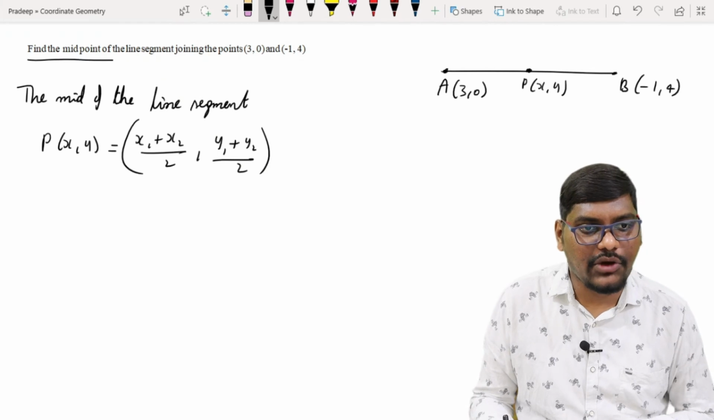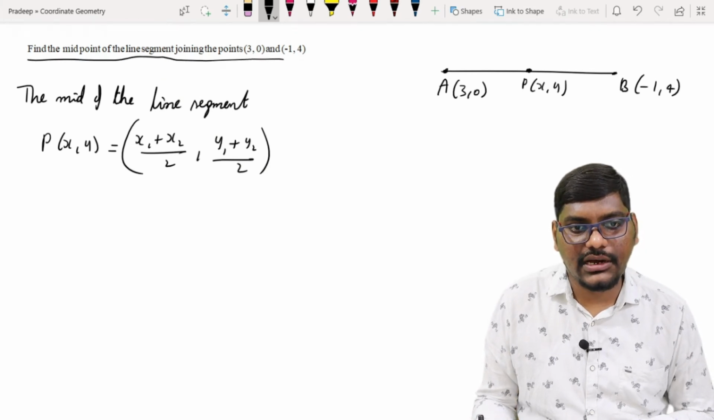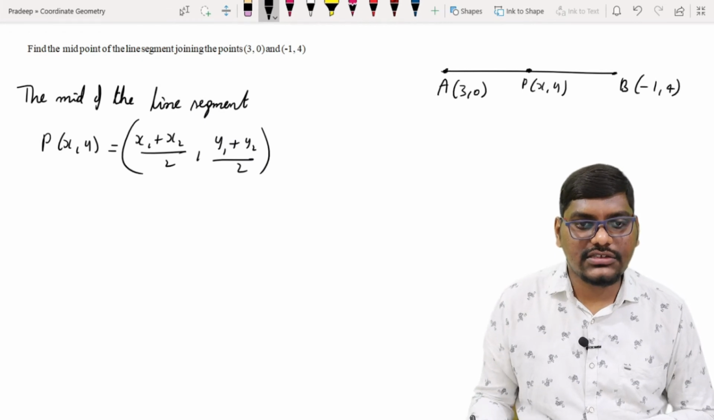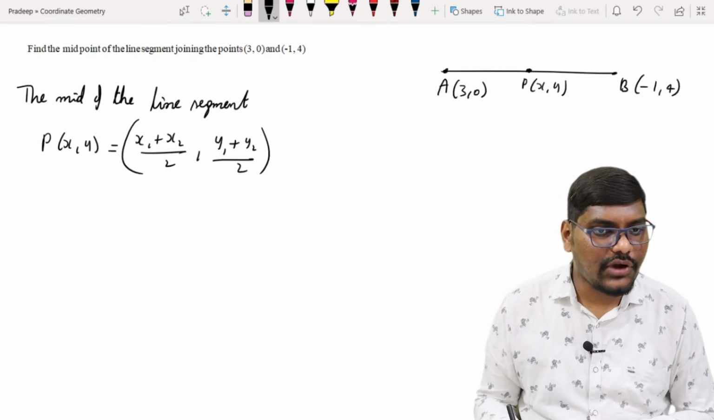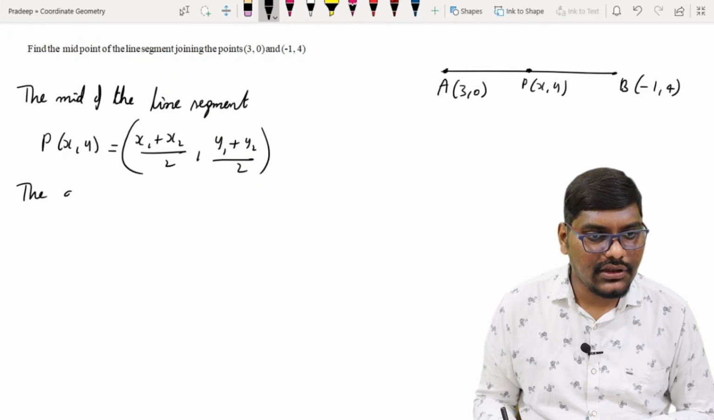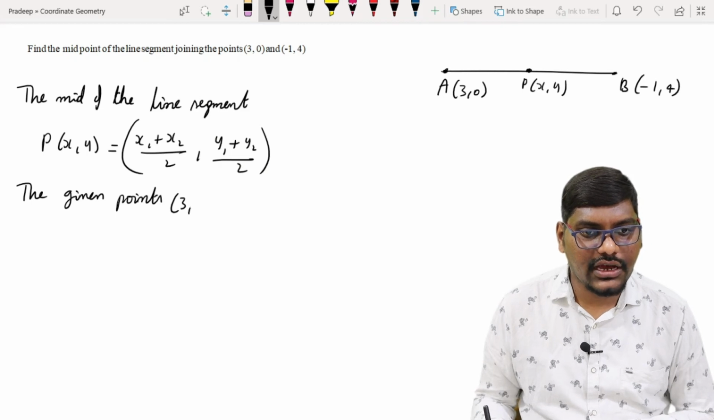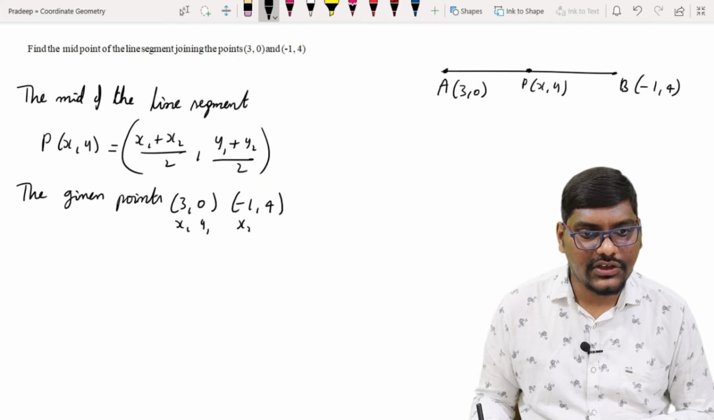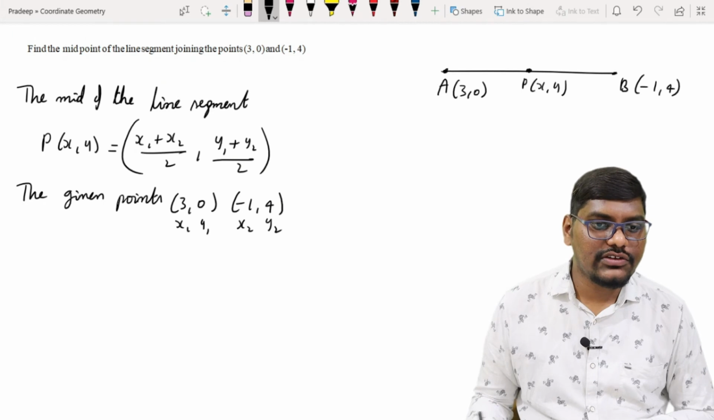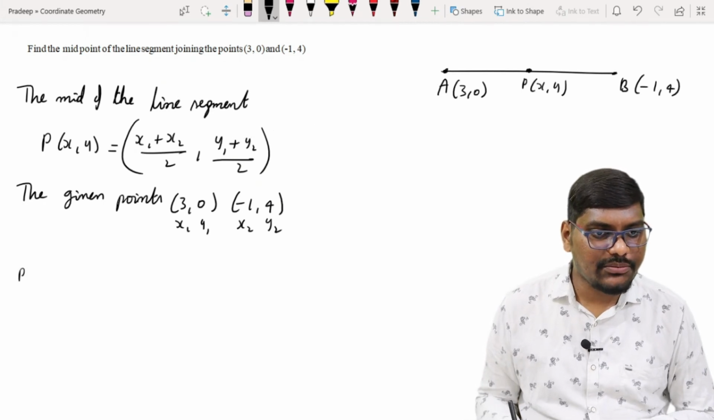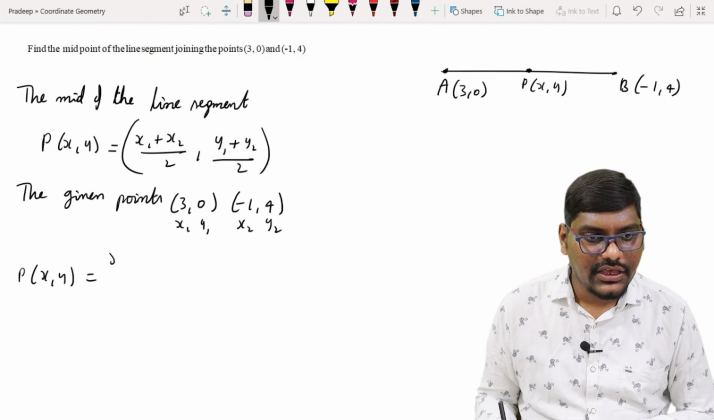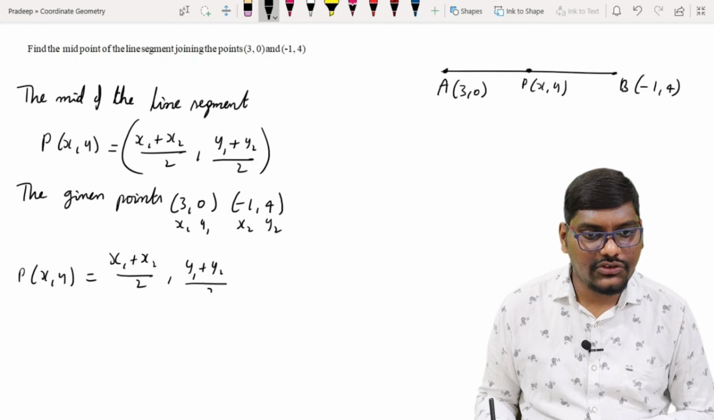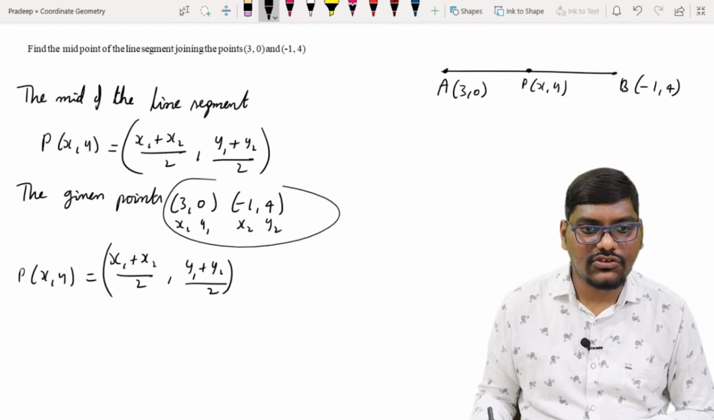The question says find the midpoint of the line segment joining the points 3 comma 0 and minus 1 comma 4. So I'll write the given points. The given points are 3 comma 0 and minus 1 comma 4. So this is x1, y1, this is x2, y2. Alright, so we'll just substitute in this formula. So I can write the midpoint P(x, y) as (x1 plus x2) by 2, (y1 plus y2) by 2, where we'll substitute these coordinates also.